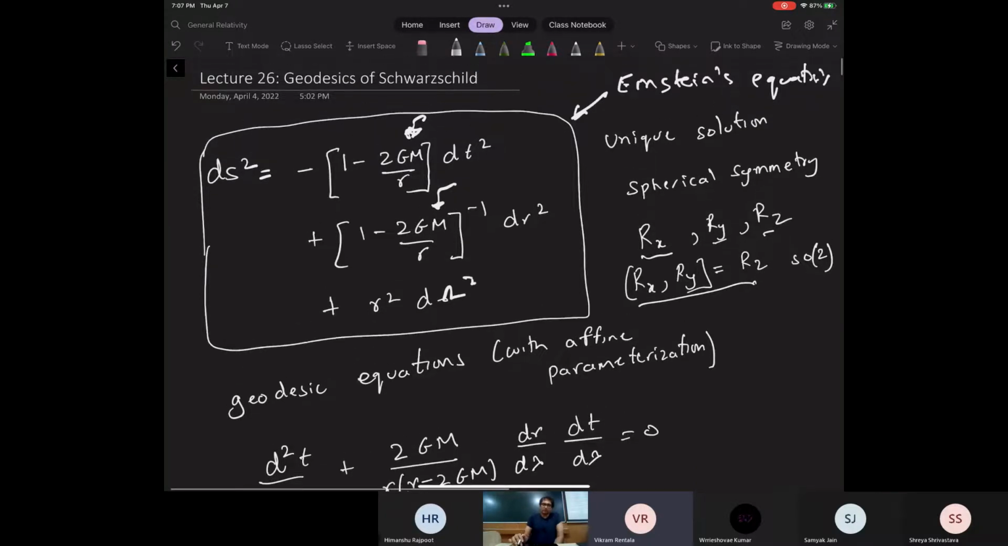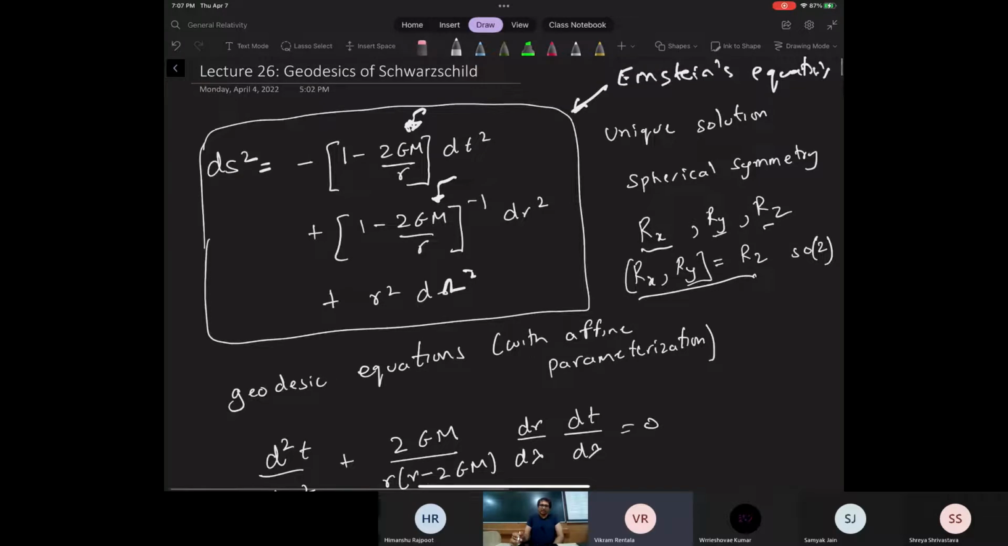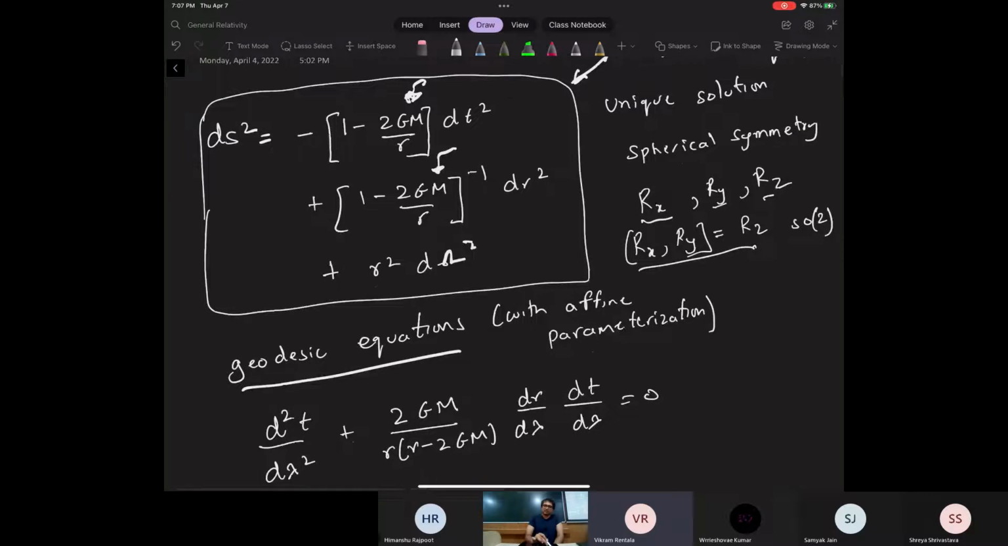Okay, so today what we're going to do is look at the geodesic equations for this metric. We said already that this metric seems to break down at r equal to 2GM. So the coordinate path seems to be valid only above r equal to 2GM. So for the moment we'll study geodesics outside of this region. We'll see what happens for r greater than 2GM.